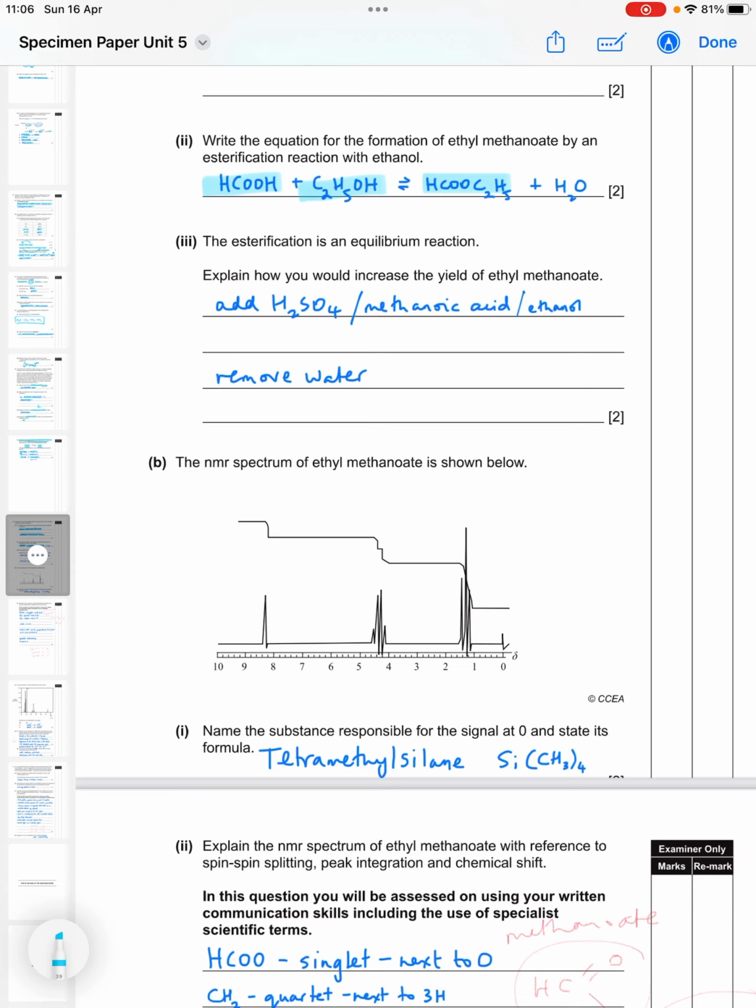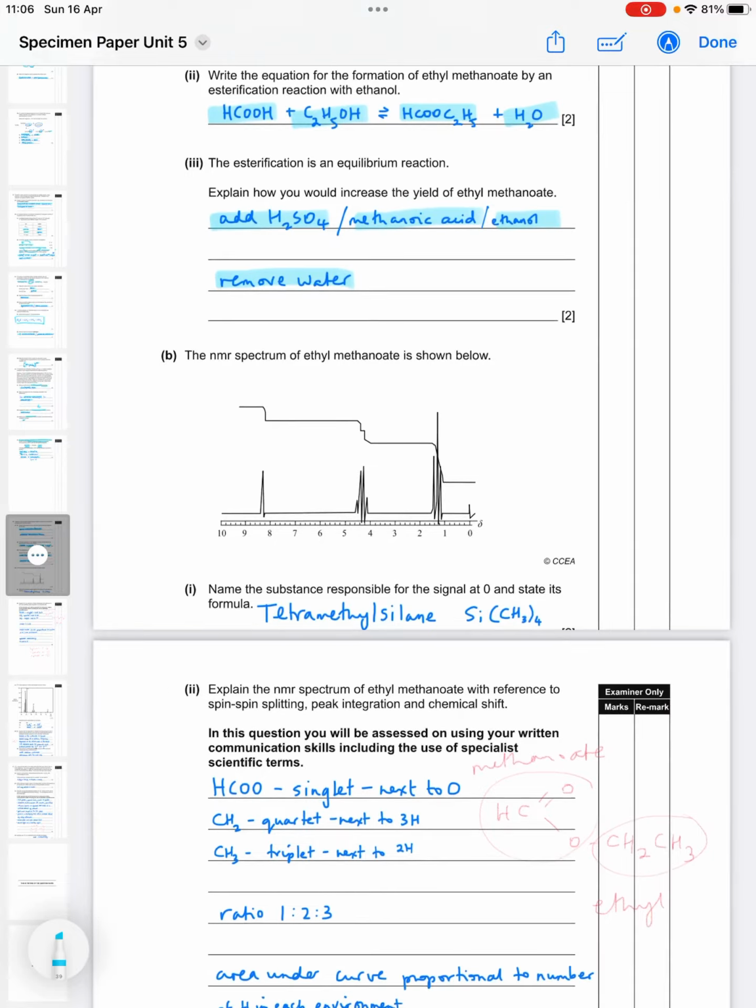Explain how you would increase the yield of the ethyl methanoate. You would either add sulfuric acid, you would add more methanoic acid, you would add ethanol, so anything on the left hand side you could add, or you could remove water because it's on the right hand side, so you can take it away.